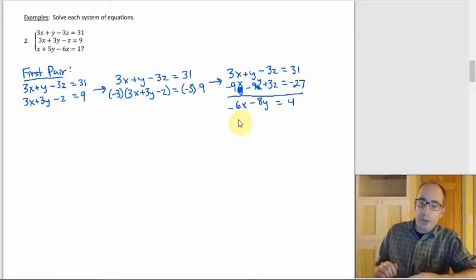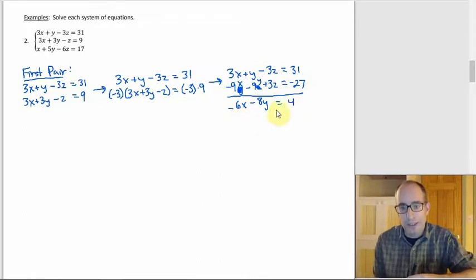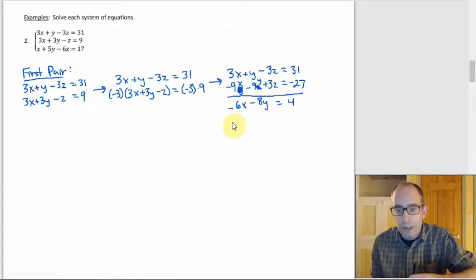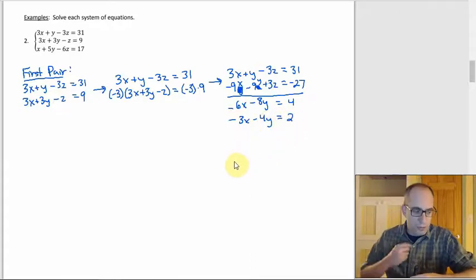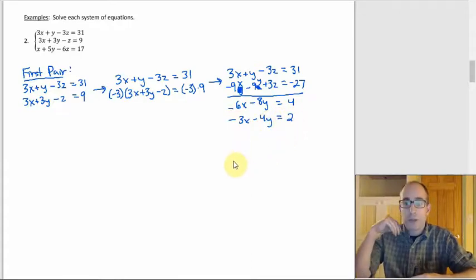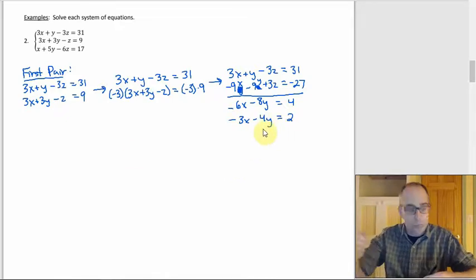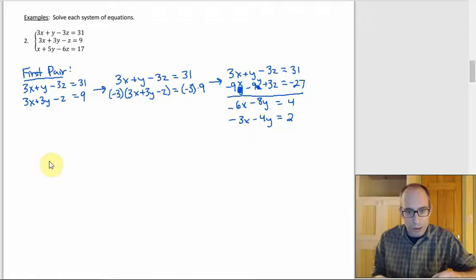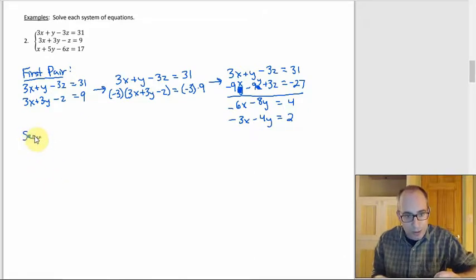Okay, if nothing else, I would look at this and say 6, 8, and 4 are all even. So you could rewrite this as -3x minus 4y equals 2. Or if you would prefer it written as 3x plus 4y equals -2, like if you multiply both sides by -1, that will also work. But I'm going to leave it like that for now and just move on to the second pair.